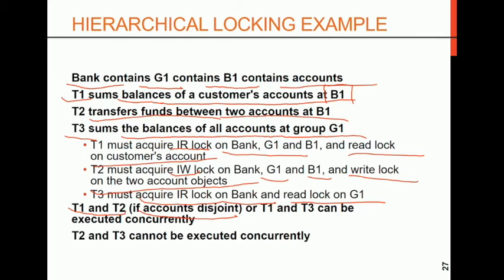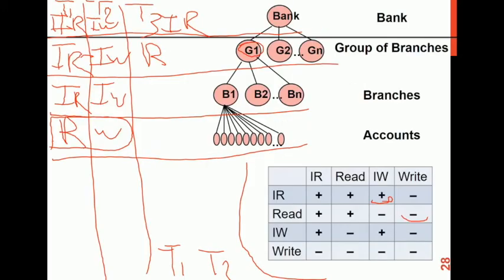So here it's saying you're summing the balances of a customer's accounts at B1, and T2 is transferring funds between two accounts. If the accounts referred to in T1 are not the same accounts referred to in T2, then yes, you can run those two transactions at the same time. But generally, if you don't know, then those two can't be run at the same time. So T1 and T3: you've got an intention to read and an intention to read, which are compatible with each other. Intention to read and a read are also compatible with each other. So T1 and T3 is fine.